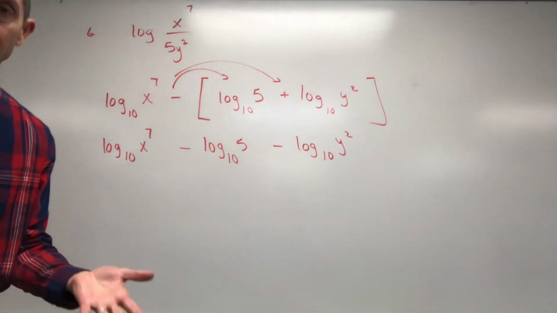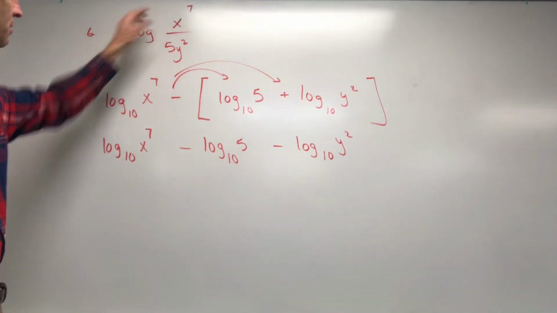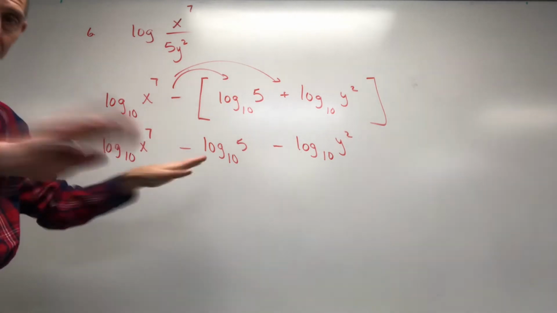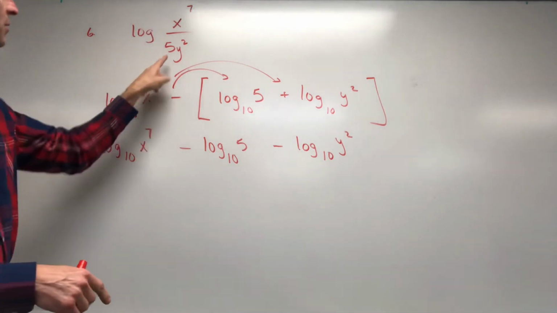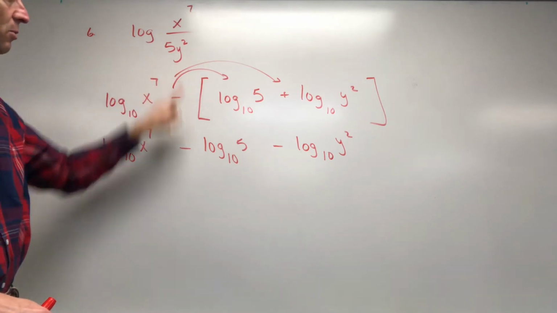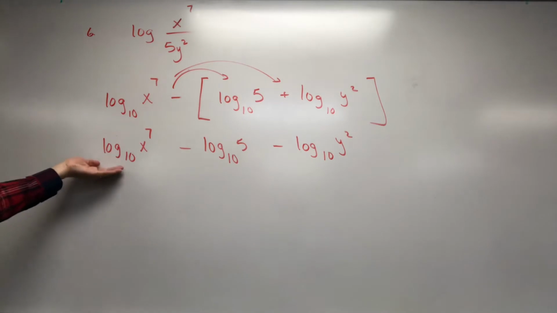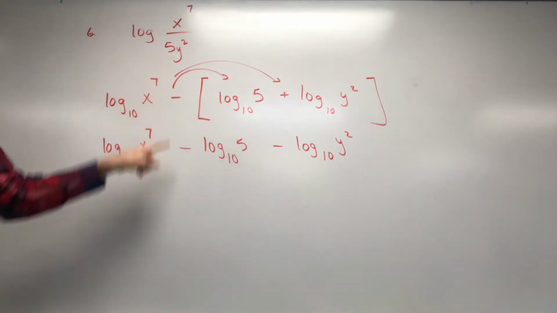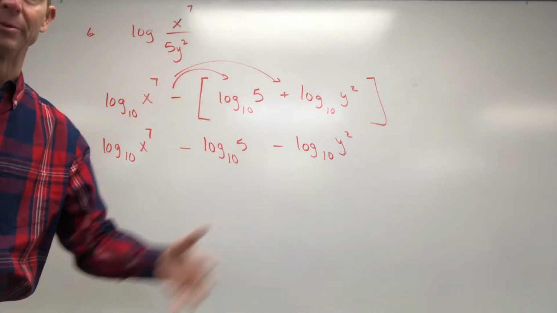Kind of an easy way to remember this. This is the way I always remember it. If it's on top, it's positive. Period. Doesn't change. On top, positive. If it's on the bottom, the 5 and the y squared end up negative, negative. So anything on top turns out to be a positive. Anything on the bottom turns out to be negative. That's a great, easy way to remember that.